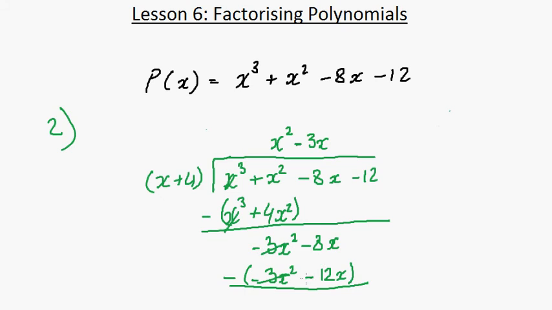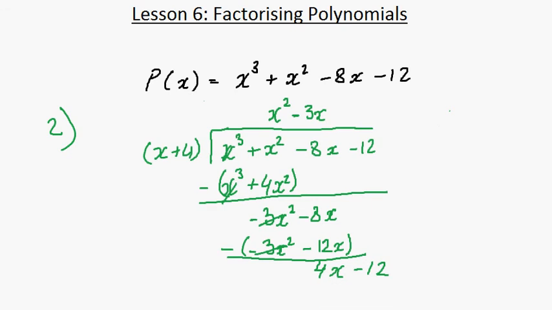And because negative negative is positive, this will be 4x minus 12. Let me try and make some space. Hopefully that was enough space. Where's the mouse gone? Okay. So now we'll finally say how many x's go into 4x. How many x's go into that? So we will say 4 times, just 4.